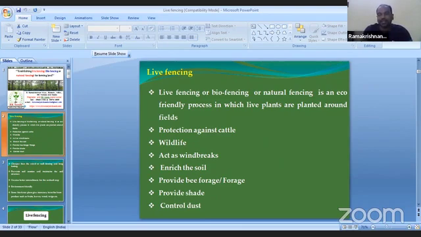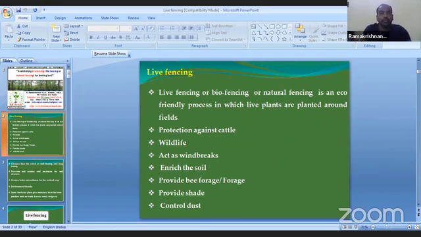Protection against the cattle. Suppose we have farming land, and we are cultivating trees or some vegetables. Other cattle can immediately come inside our farming land. They browse the fruit material, fruiting plants or other things, so it is totally damaging. To avoid these circumstances, we use fencing.